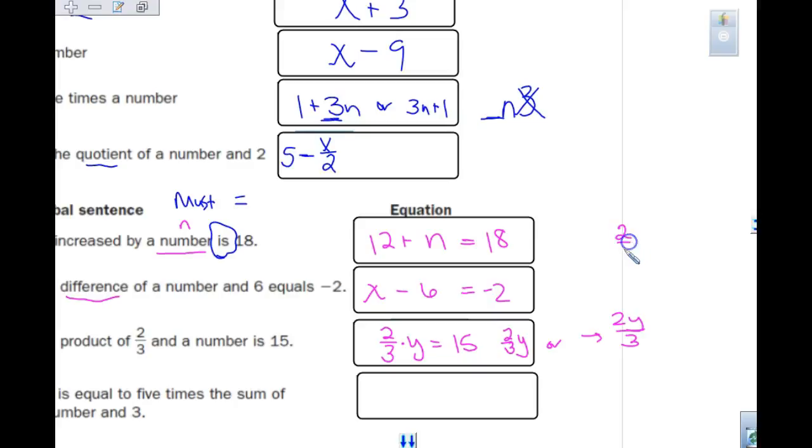Because I'm taking 2/3 times 1y, and that's really over 1, right? Anytime you have a variable or anything that's over 1. So 2 times 1y gives us 2y over 3. So 2/3 y is the same as 2y over 3 going forward. Okay? Just different ways they write it.